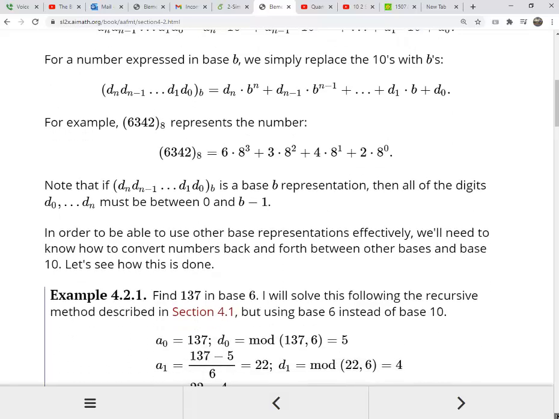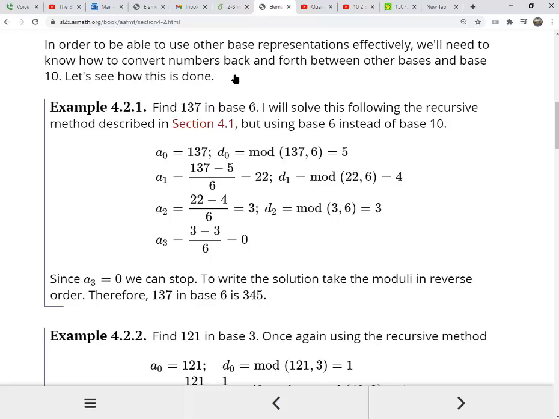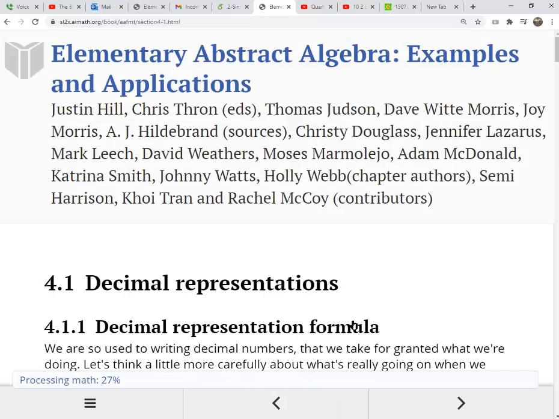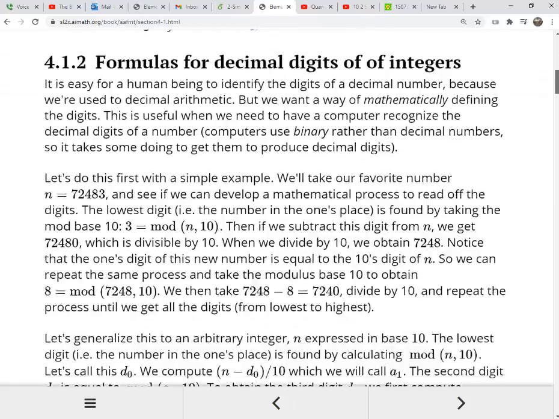All right. Now, in order to use these base representations effectively, we'll need to be able to convert back and forth between base 10 and these other bases. Now, the thing is that when we found our digits in base 10 in the previous section, there was really nothing special about 10. Let's go back and see what we did. What did we do to find the digits in base 10?